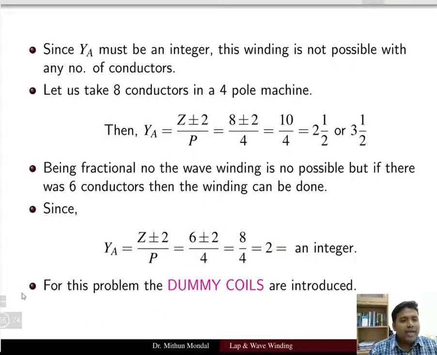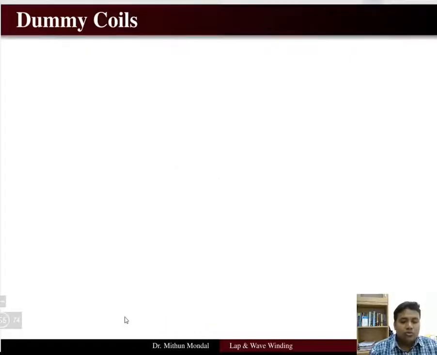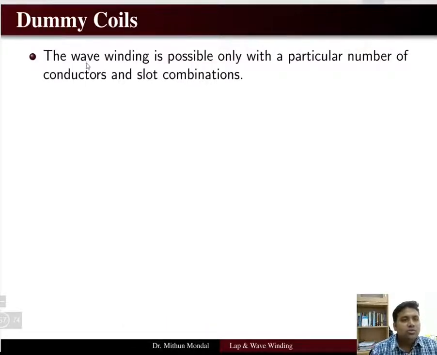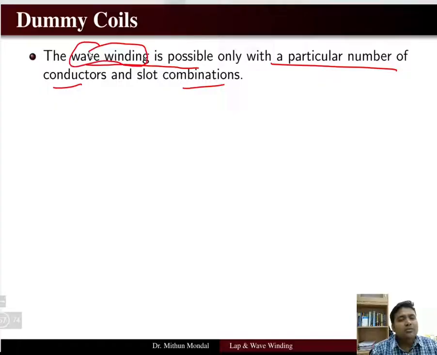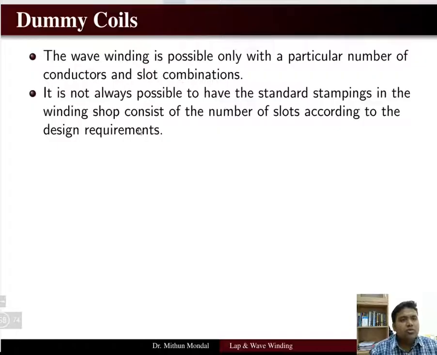So this problem can be dealt with if we introduce a dummy coil in the wave winding. So what is a dummy coil? Let us see. A dummy coil is basically used when wave winding is possible only with a particular number of conductor and slot combinations. As in the previous example, we have seen that wave winding is not possible for any number of conductors, and it is possible only with a particular number of conductor and slot combination. So it is not always possible to have standard stamping in the winding shop. When you go to a winding shop for any winding, it is not possible to get a number of slots according to the design requirement.